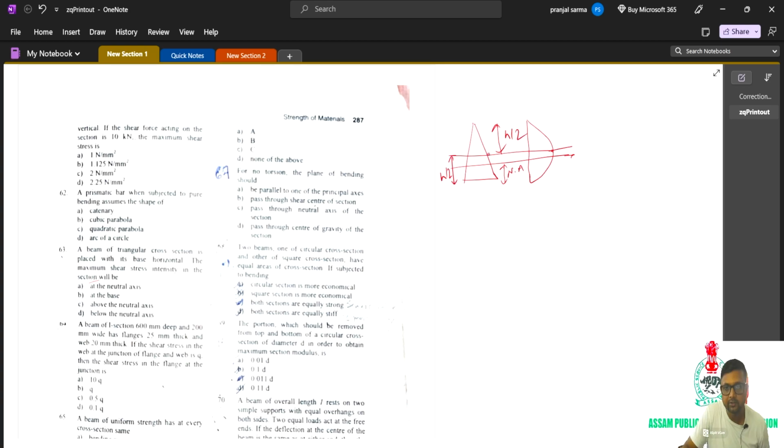That means this location is what? Higher than this neutral axis, right? So the answer will be what? Above the neutral axis. This is the neutral axis. This is CG also. Here, you won't get the maximum shear stress. You are getting it at this location, this C location, right? Above the neutral axis.